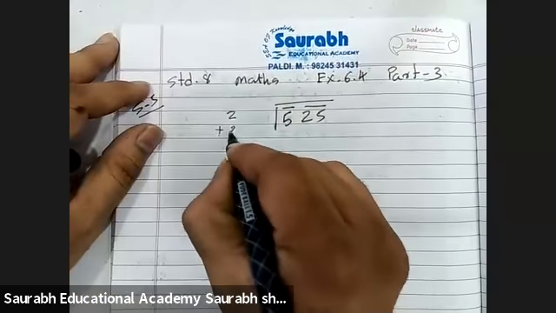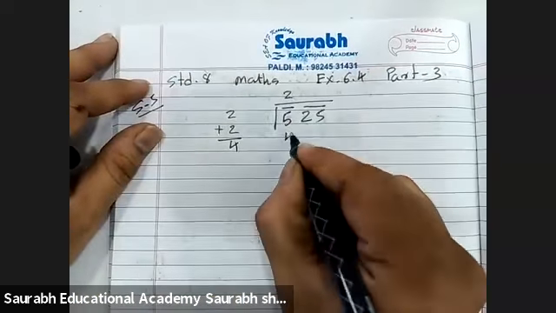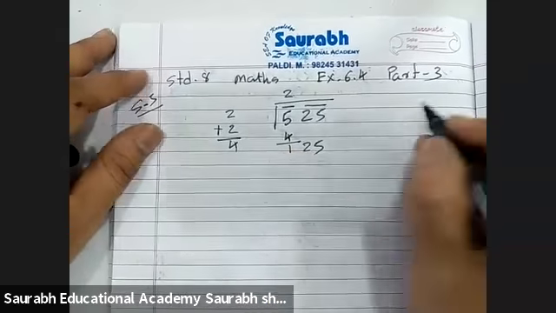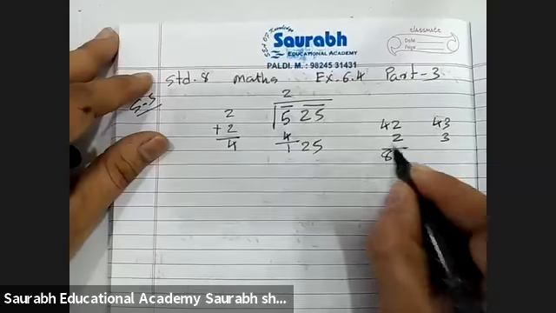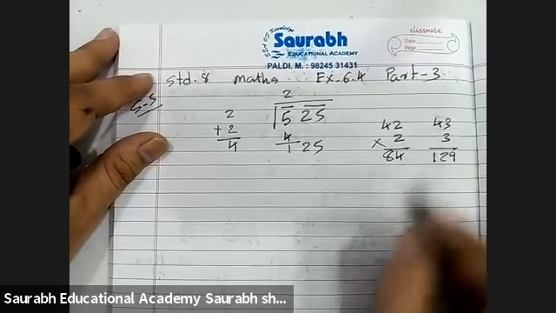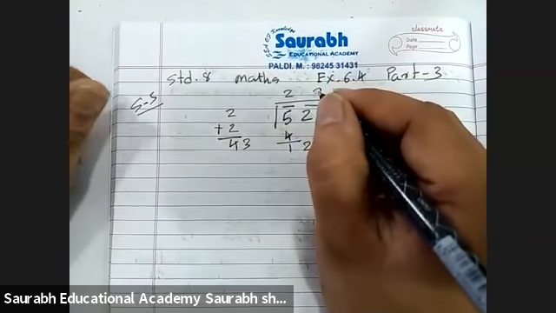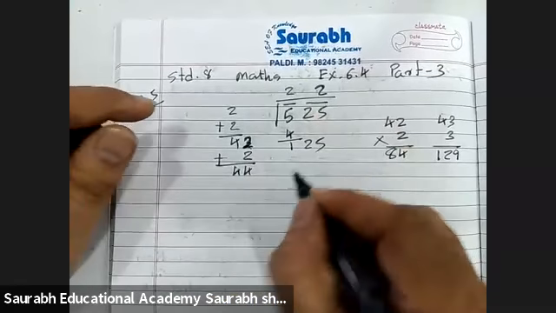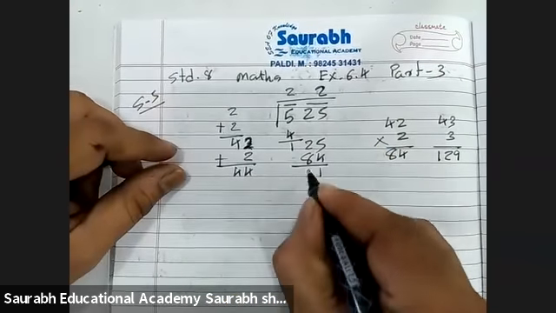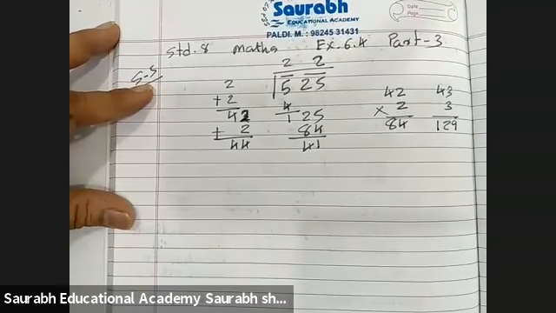So now, 2 2s are 4, 125. Now we can have 42 2s are 84, or 43 3s are 129. 42 2s. So, yes, what should we do? Forty-two twos are 84. So 41 is the remainder.